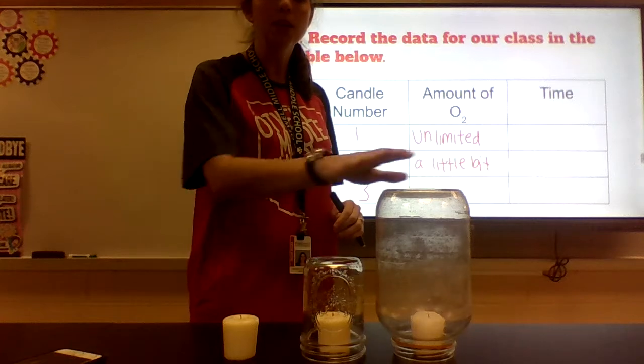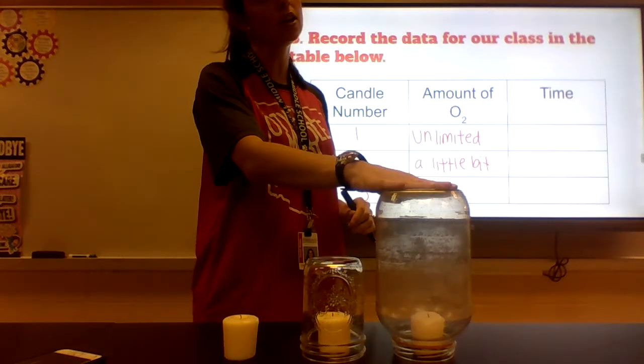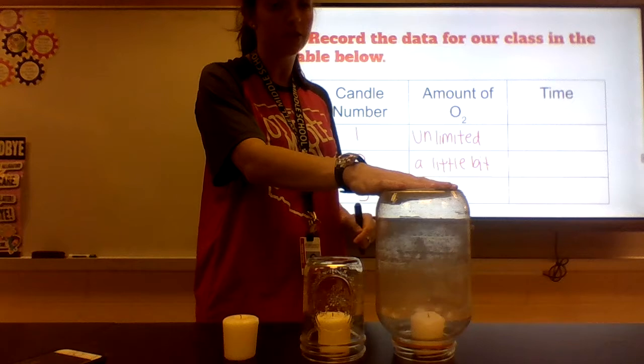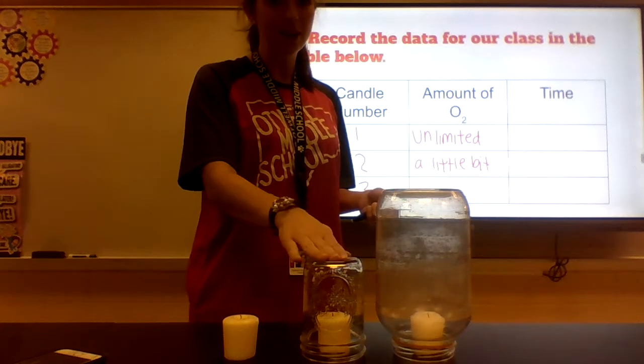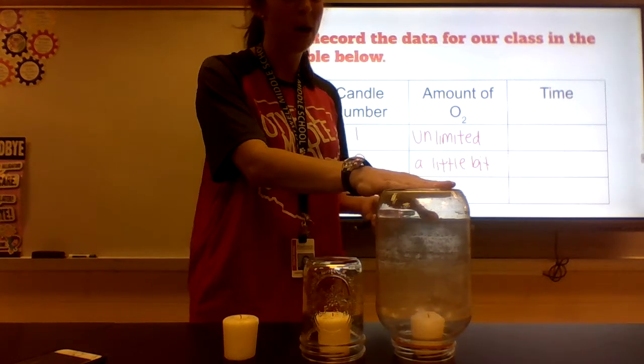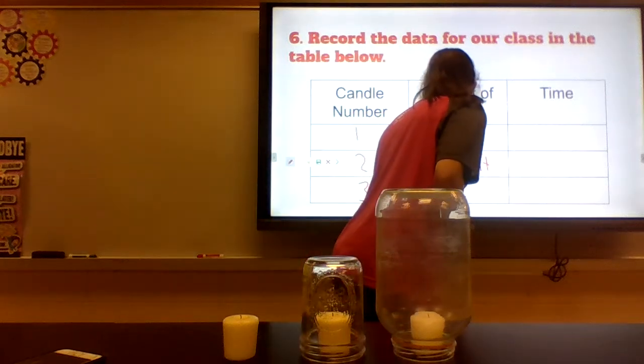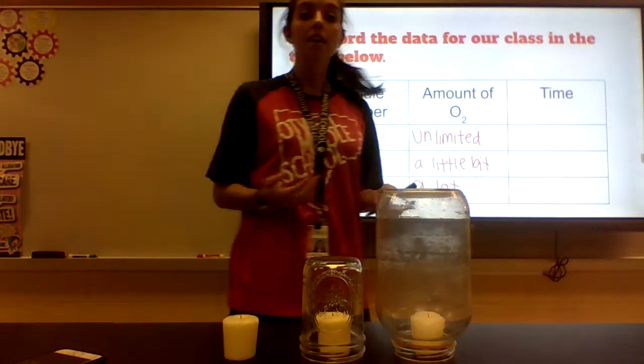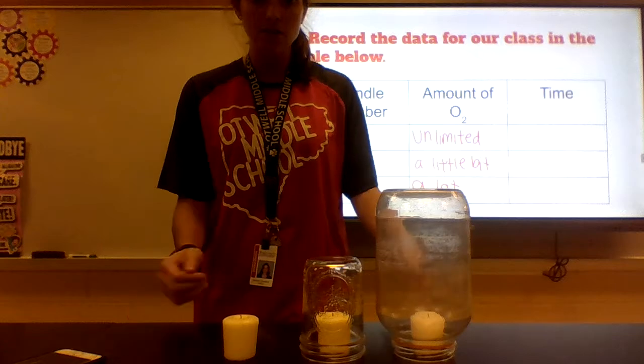And then candle number 3. Candle number 3 is in this big jar. So we're going to say it has a lot of oxygen. We're just saying a lot because compared to candle number 2, it's a lot bigger. So we're just going to say a lot. Okay, and that just gives us some idea of the amount of oxygen we're dealing with.